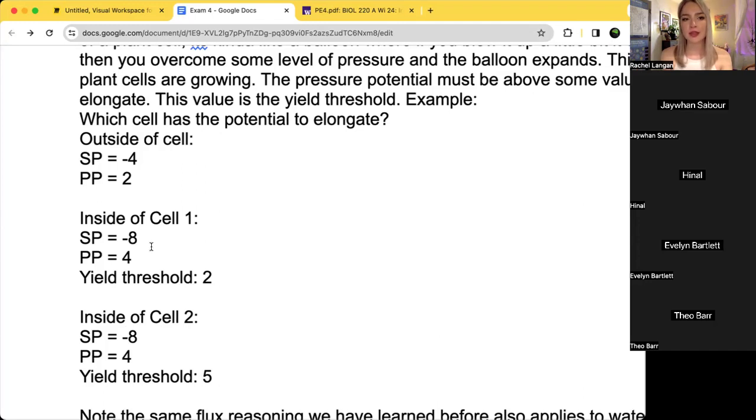Cell one, I would have to calculate the water potential versus the outside. So the water potential outside is just going to be this value plus this value. So it should be negative two. And then if I calculate this one, it's this value plus this value. So it's going to be negative four. So negative two versus negative four. Negative four is a lower value, a lower water potential. So the gradient is pointed into the cell, high to low, and cell one should elongate as long as the cell wall and expansions are working properly. So this is like a past exam question with this stuff.